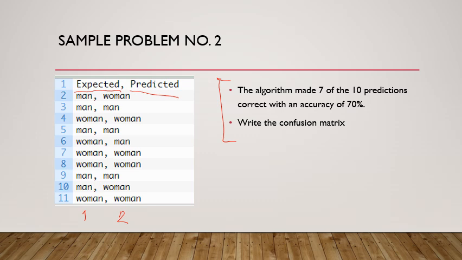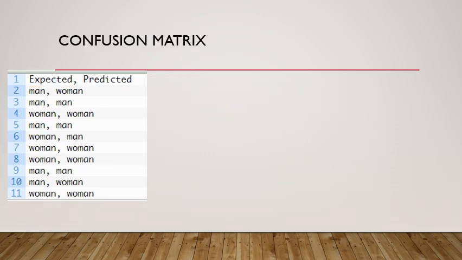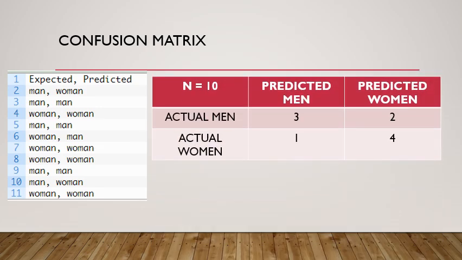First we must calculate the number of correct predictions for each class. So the algorithm made 7 out of 10 predictions correct with an accuracy of 70%. Our first given is we have n, our sample or instances, which is equivalent to 10 predictions. And then we also have our accuracy, which is equivalent to 70%. And now we are going to write our confusion matrix. So we have here our given raw data, and this one is our confusion matrix.